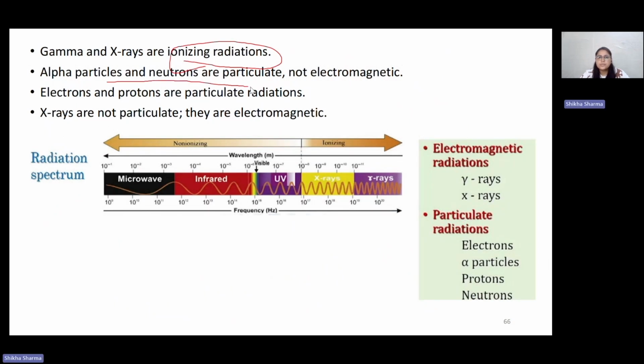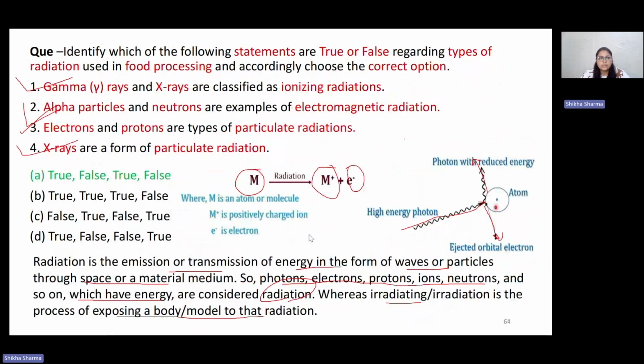Alpha particles and neutrons are particulate and not electromagnetic. Electrons and protons are particulate radiations, and X-rays are not particulate; they are electromagnetic radiations. So here only statements 1 and 3 are correct, and statements 2 and 4 are false.